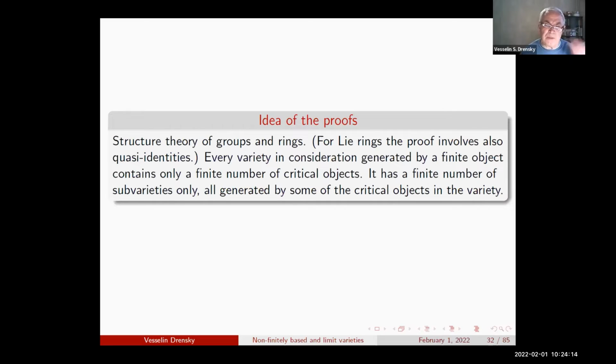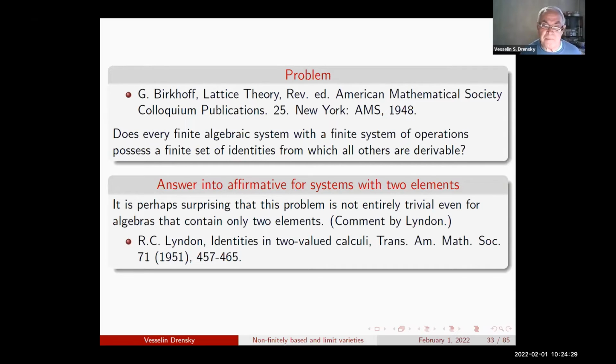And also this is known that you have a finite critical object, so I don't want to describe what a critical object is. And the problem is the following. If you have a finite algebraic system with a finite system of operations, is it true that this is finitely based? It was asked by Birkhoff in 1948, and the first result is for 2 elements. If the algebraic system consists of 2 elements, it was answered by Lyndon in 1951. And the comment of Lyndon was that it is perhaps surprising that this problem is not entirely trivial, even for algebras that contain only 2 elements.